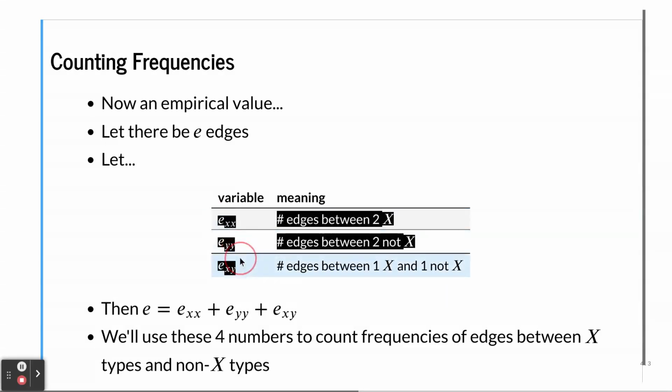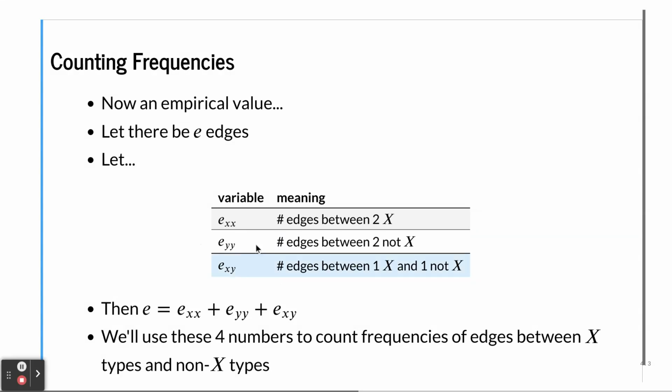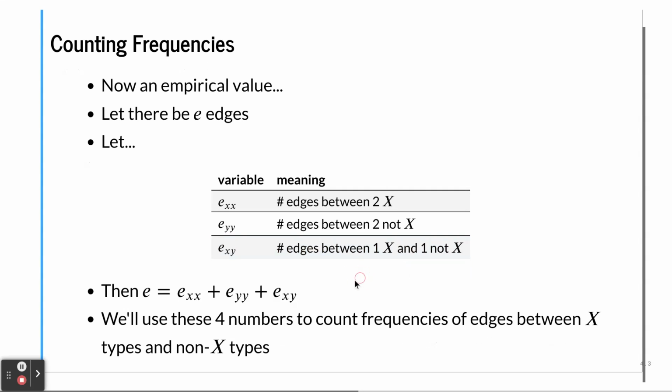And we'll see that these are exhaustive and mutually exclusive. So the identity here allows us to decompose E into these three components: the two x node edges, the two not-x edges, and the mixed x, not-x edges. Now, these numbers we can compute if we're given a graph as well as the context around it. We can compute these numbers.